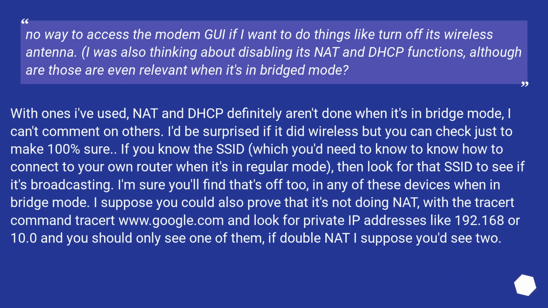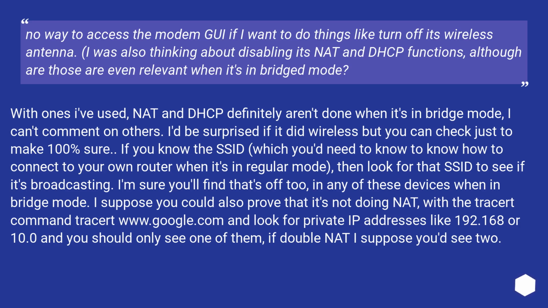No way to access the modem GUI if I want to do things like turn off its wireless antenna. I was also thinking about disabling its NAT and DHCP functions, although those may not even be relevant when it's in bridge mode. With ones I've used, NAT and DHCP definitely aren't done when it's in bridge mode. I can't comment on others. I'd be surprised if it did wireless, but you can check just to make 100% sure. If you know the SSID, which you'd need to know to connect to your own router when it's in regular mode, then look for that SSID to see if it's broadcasting. I'm sure you'll find that's off too, in any of these devices when in bridge mode.